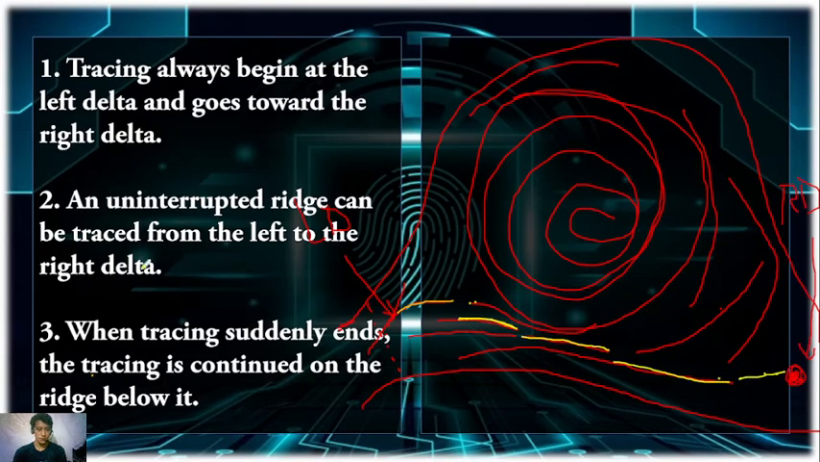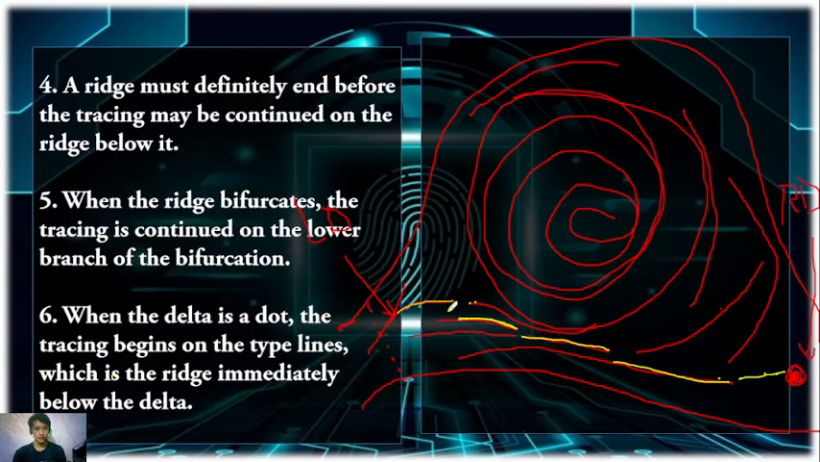Okay, so that is what we are going to do when the ridges are interrupted, or the tracing suddenly ends. And now we have here rule number 4. Sabi dyan, a ridge must definitely end before the tracing may be continued on the ridge below it. Okay, so it should really end.